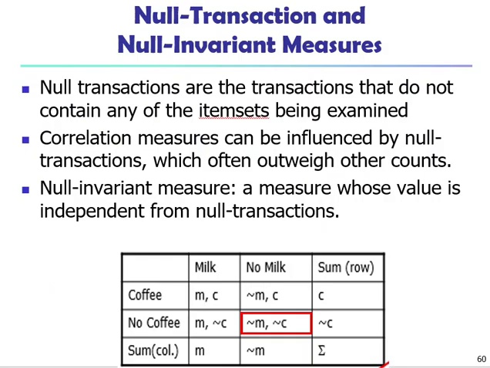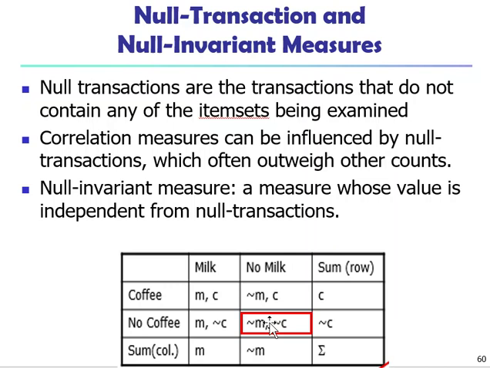At this time, we need to introduce the concept of non-transactions and null-invariant measures. So the non-transactions, see, if we look at this contingency table, buying milk and buying coffee, not buying milk, buying coffee, and not buying coffee and buying milk and all that, we can see that there is a box here that indicates none of those items of interest to us were purchased. So non-transactions are those transactions that do not contain any of the item sets that are being examined.